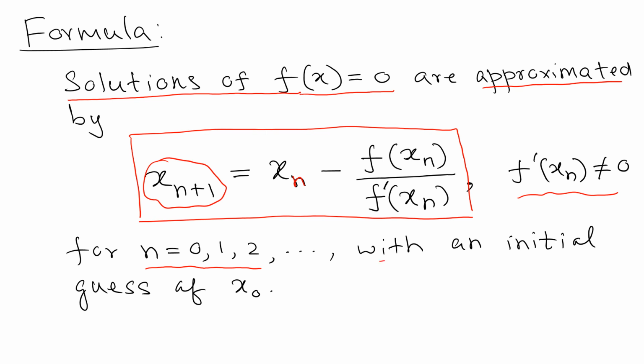And then with the initial guess, x naught is the initial guess. So when you plug in n equals 0, you get the first value. And then when you plug in n equals 1, you get the second value, just like that.